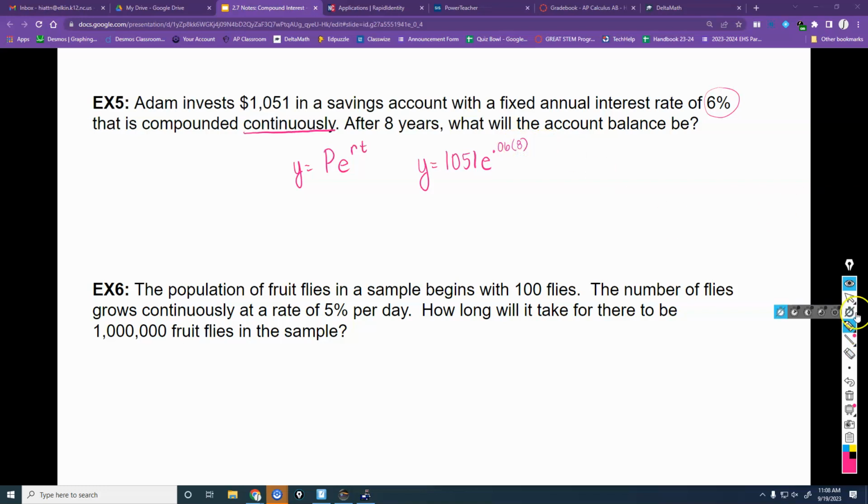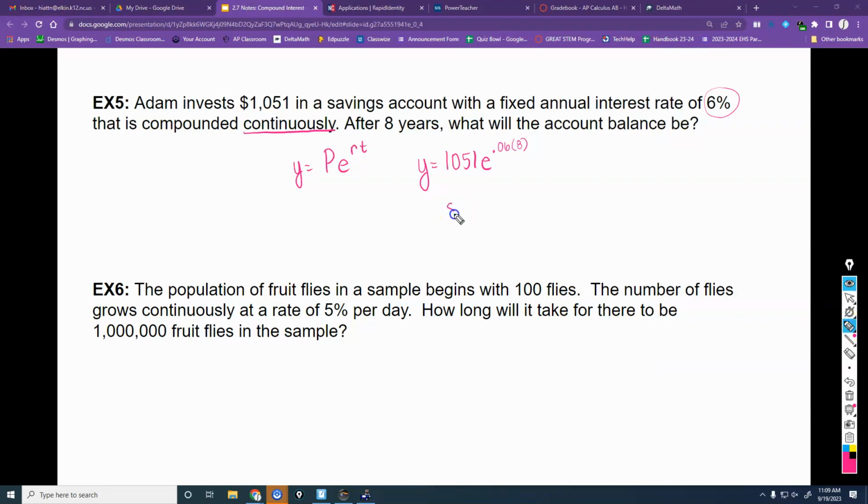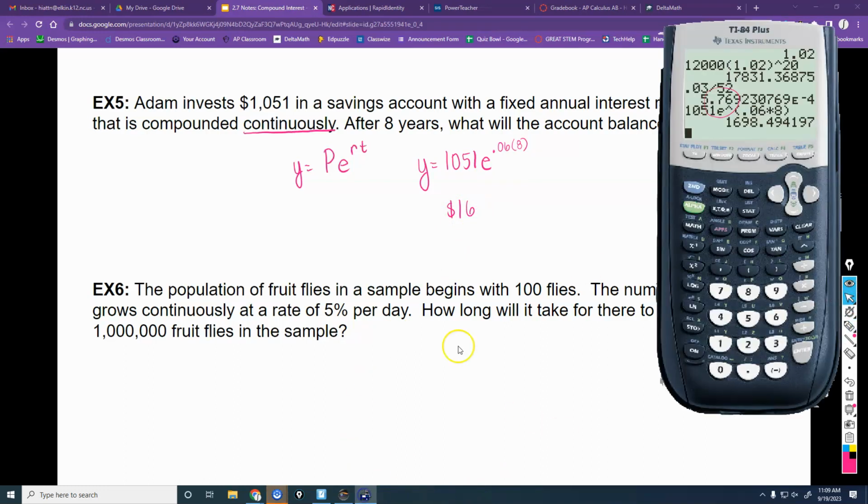So if you type this in, it would be 1051. On the calculator, if you do second division, it gives you the e to the, put some parentheses right here, 0.06 times 8. Or Desmos may be better to type it in because it shows you it looks right. So he would have $1,698.49.